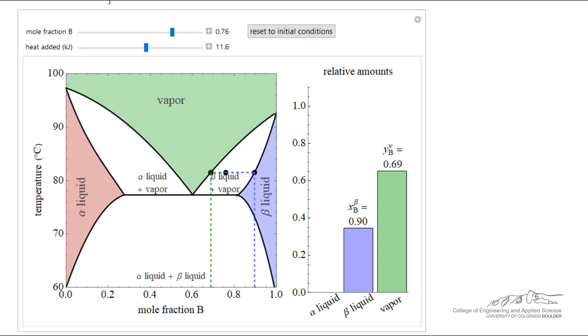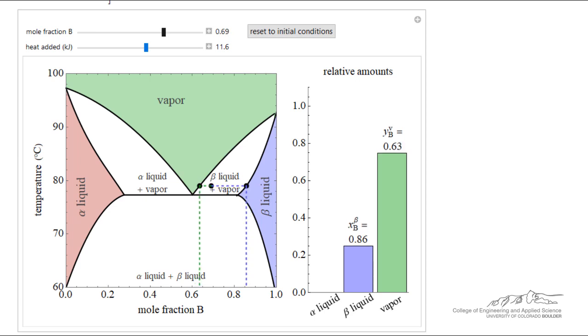If I change the mole fraction, I change the relative amounts of vapor and liquid. And of course, for the same amount of heat added, the temperature is changing because it takes energy and heat to vaporize. So this is just a brief overview of a temperature composition phase diagram for a binary system in which liquids have limited miscibility.